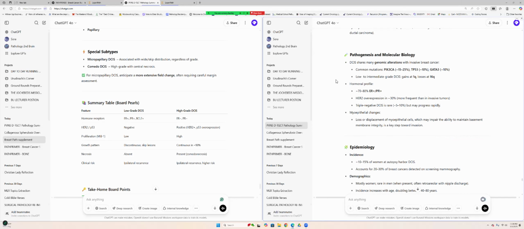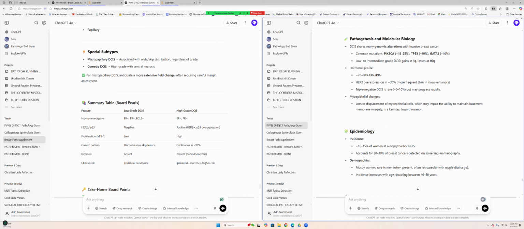Myoepithelial cells: epithelial changes, lots of displacement of myoepithelial cells which may impair the ability to maintain basement membrane integrity is a key. Loss or displacement of myoepithelial cells is the key toward invasion.